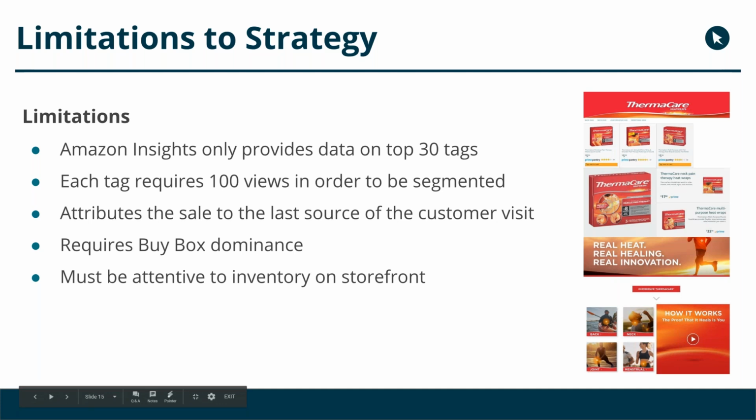Some additional limitations, like I said, a lot of this has to do with the information that Amazon is able to provide us. And then based on that, we're able to really develop our web to Amazon strategy. As I said, Store Insights only provides data on up to the top 30 tags. Additionally, each tag, or each of those unique URLs, requires at least 100 views, or 100 clicks if we're thinking about it from AdWords, in order for them to be segmented.